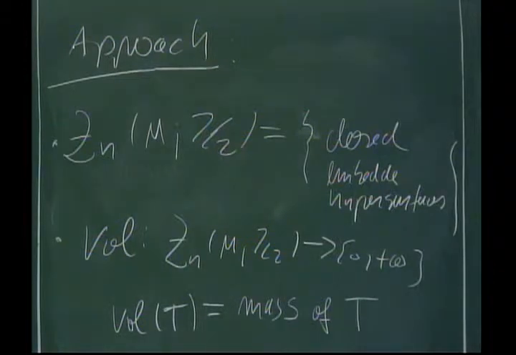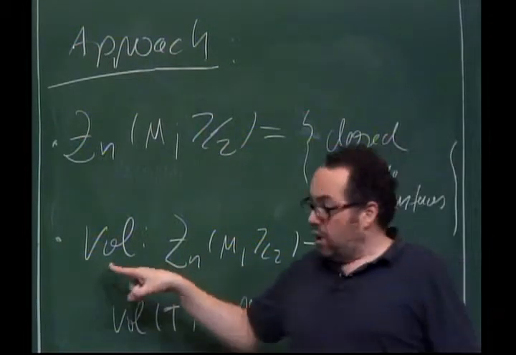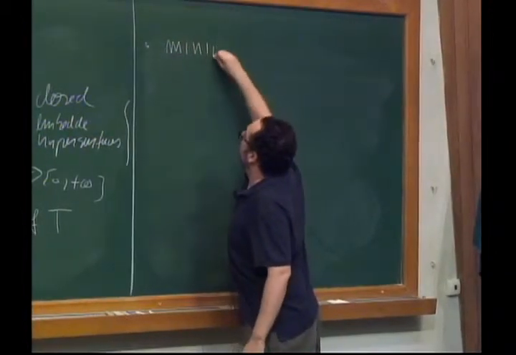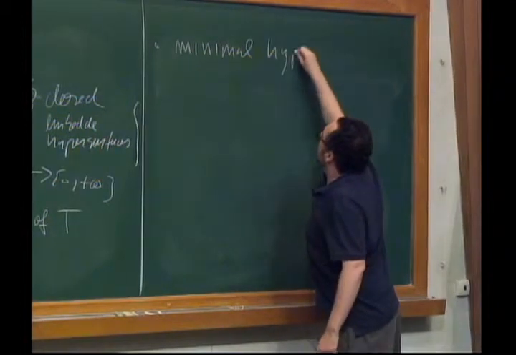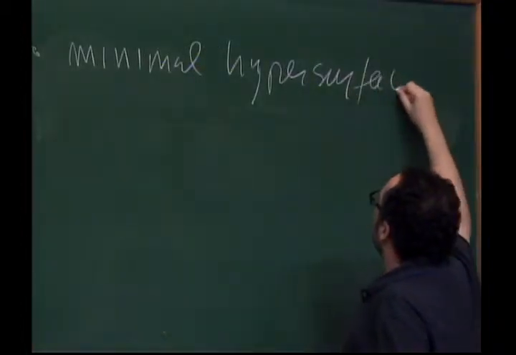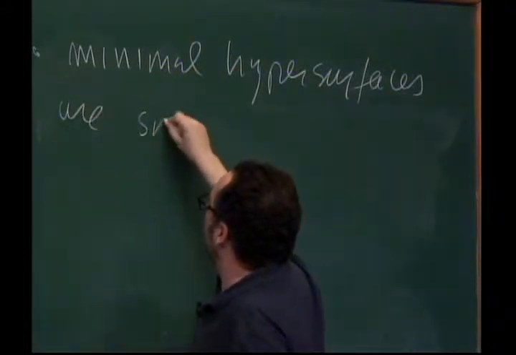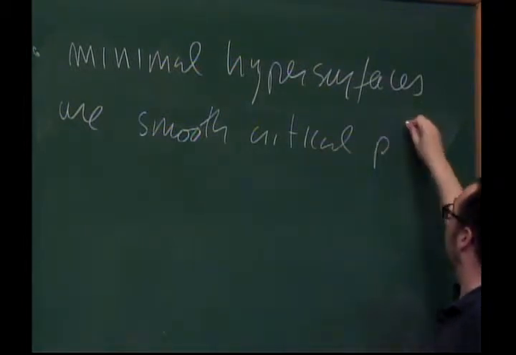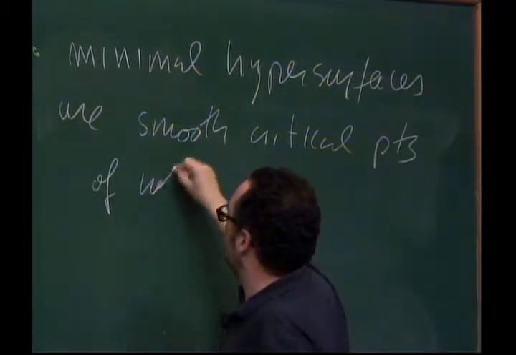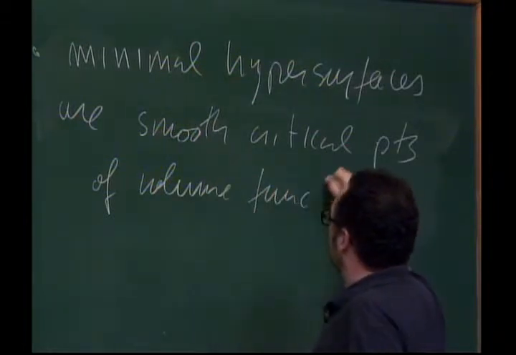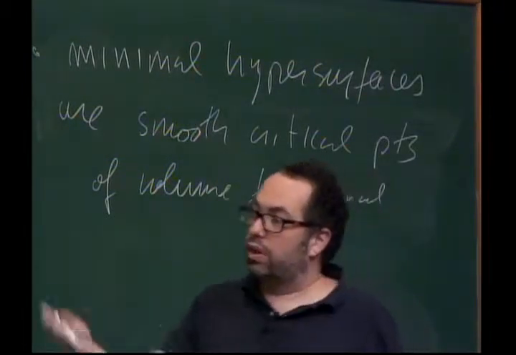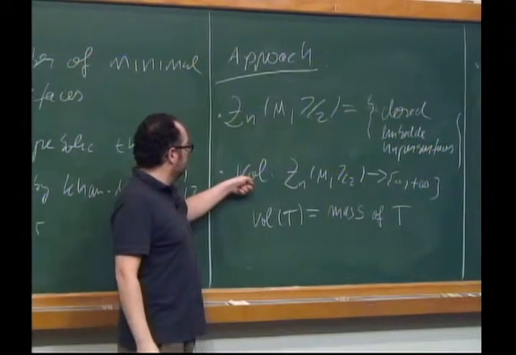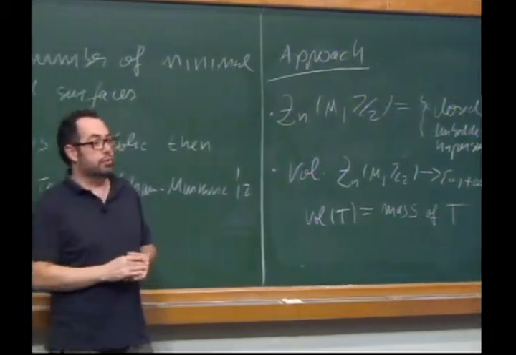Okay. And critical points of this functional, if they are smooth, are called minimal hypersurfaces. So minimal hypersurfaces are smooth critical points, meaning critical points with smooth support of the volume functional. So what the theorem is saying is that in some cases, we can make sure that this functional will have an infinite number of distinct critical points.